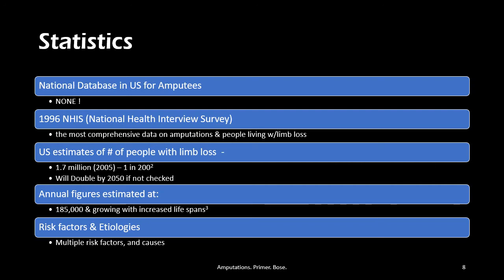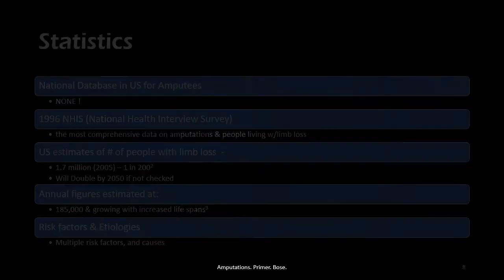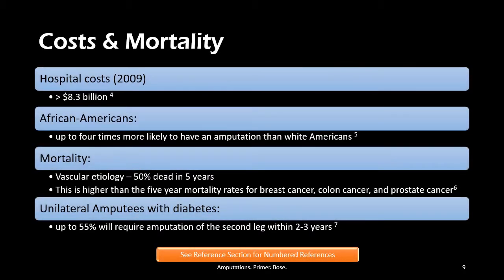The risk factors and etiologies are multiple, and there are many causes that would lead to amputations. However, some are more common than others. In 2009, the hospital costs associated with amputations was about 8.3 billion, or even more than that. African Americans are up to 4 times more likely to have an amputation as compared to white Americans.